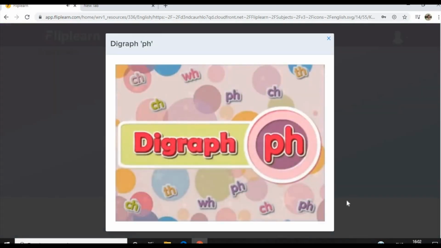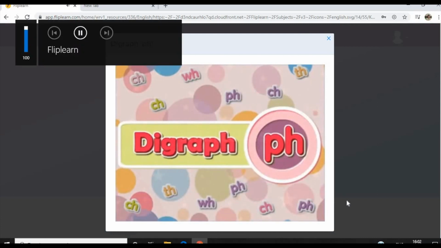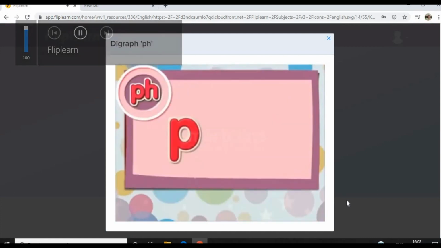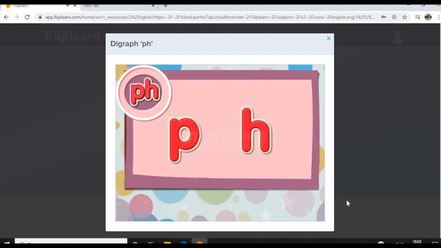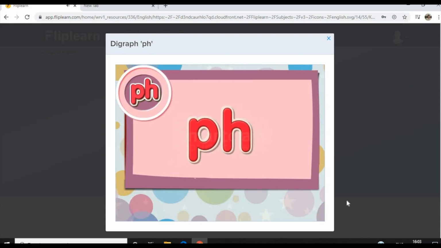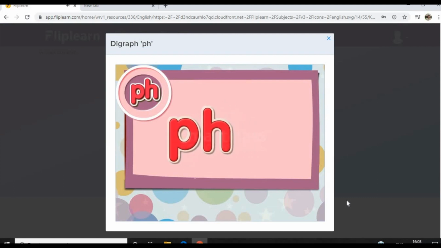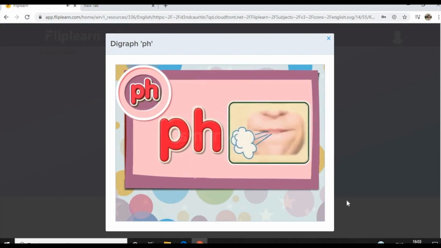Digraph, ph. What is this letter? This is P. And what is this letter? This is H. Letters P and H together sound like f. Can you say f? Today, we will learn some words with the f sound.